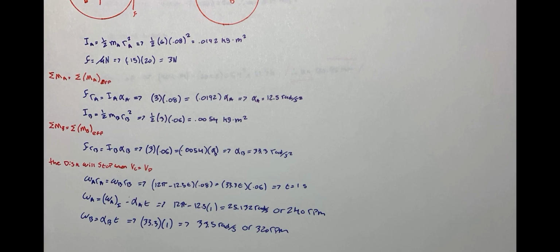And we know that the disk will stop when VC is equal to VD. Using that, we can come up with the relation that the angular velocity times the radius of A is equal to the angular velocity times the radius of B. And plugging in, we can solve for t, which is about 1 second. And then from that, we can solve for the angular velocity at A and the angular velocity at B, which is 240 RPM and 320 RPM respectively.